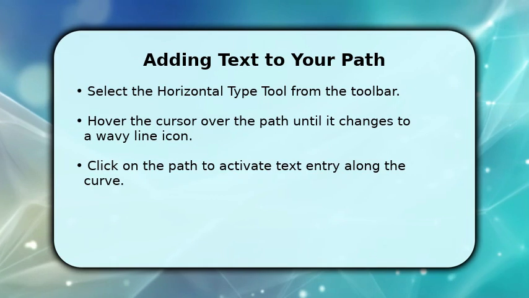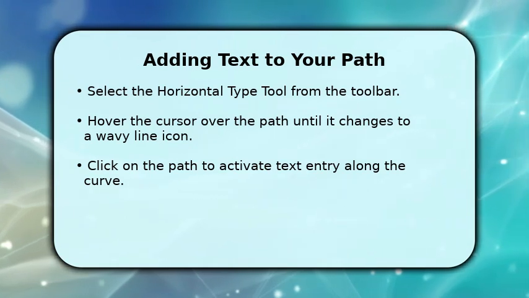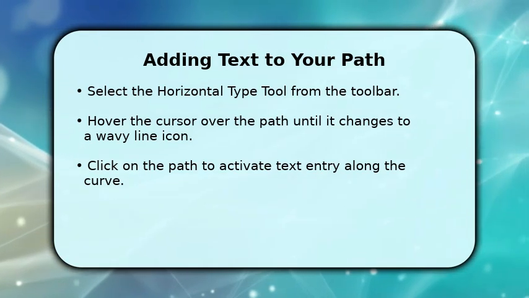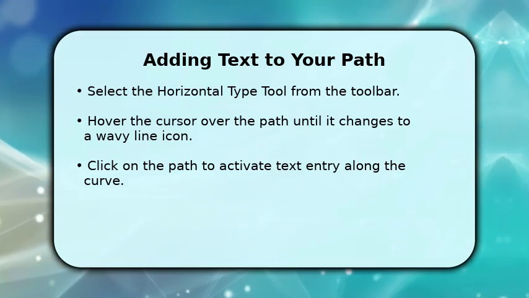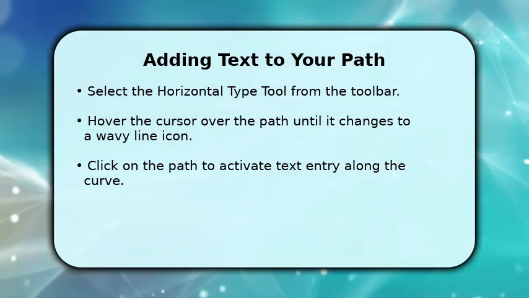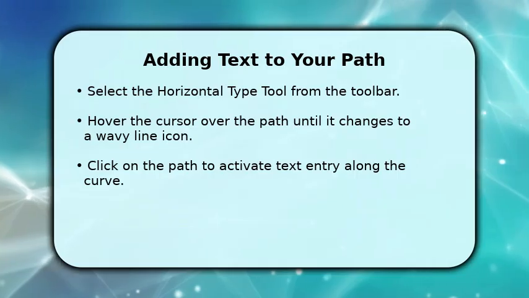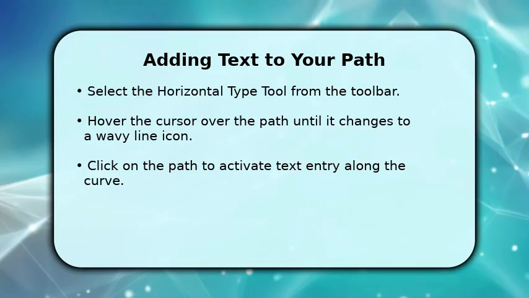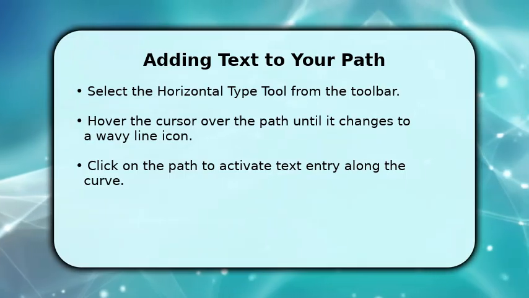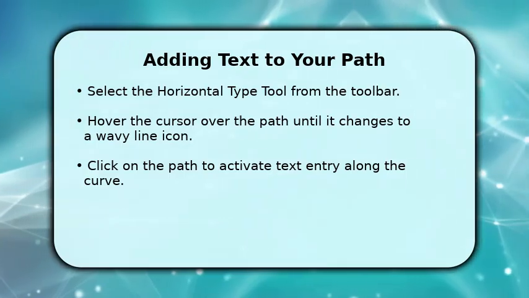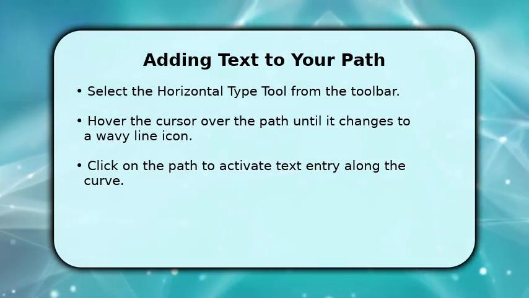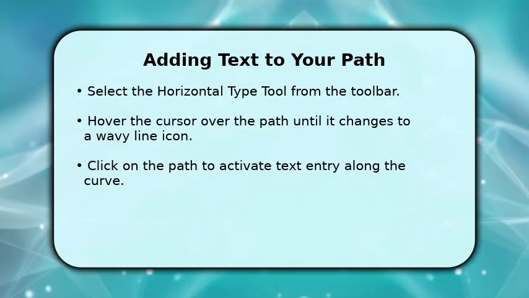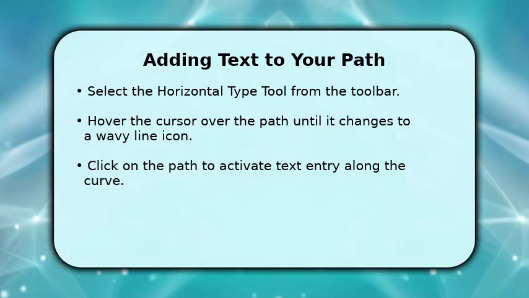Now that you have your circular path, it's time to add some text. Grab the horizontal type tool from your Photoshop toolbar. Carefully move your cursor over the path you just created. You'll notice the cursor icon changes to a wavy line, indicating it's ready to type on a path. Click once on the path, and a blinking insertion point will appear. You can now start typing your message, and it will magically follow the curve of your circle.